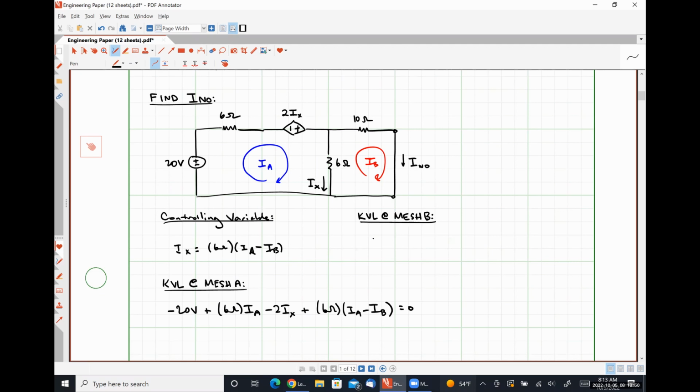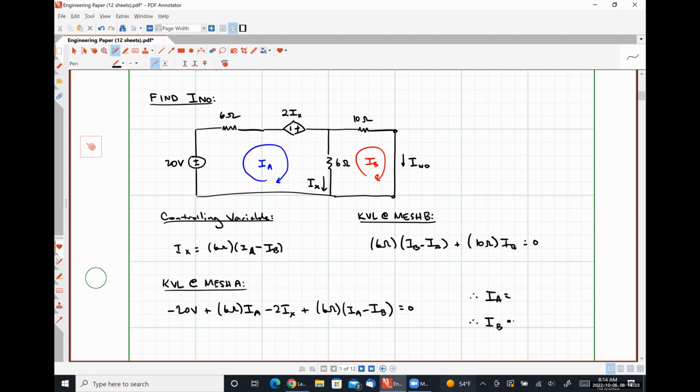Where this is going to be 6 ohms times IB minus IA plus 10 ohms times IB is equal to 0. Solving this, we'll get values for IA and IB. So let's see if I remember to bring a calculator.